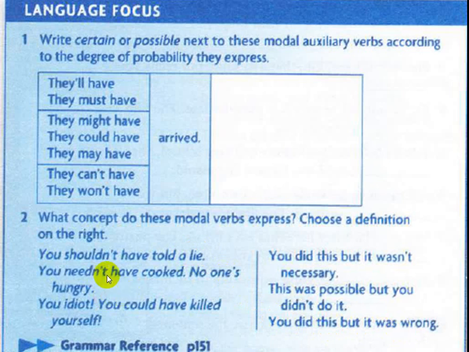You needn't have cooked. No one's hungry. It means you did this, but it wasn't necessary. You idiot. You could have killed yourself means this was possible, but you didn't do it.